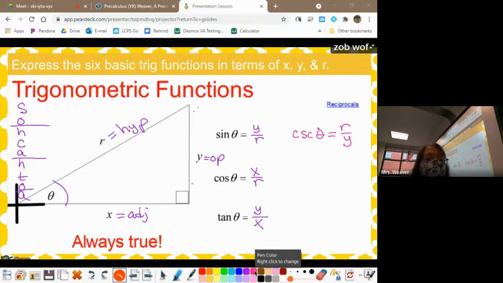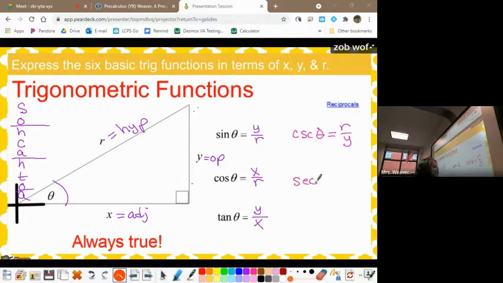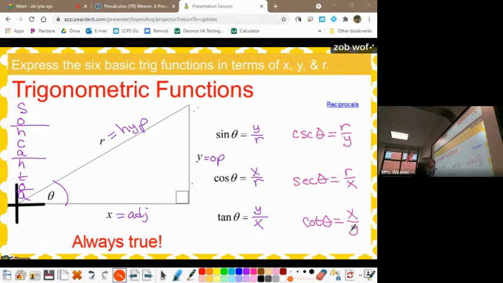And Omar, what is the reciprocal of cosine? Secant. Yes. And it looks like? R over x. Beautiful. And when I ask for the reciprocal of tangent, I'm talking about? Cotangent. Mm-hmm. And it looks like? X over y. Beautiful. Okay. So it's a common mistake because it's the same notation, but it does not mean the same thing, and we want to make sure we understand that, okay?